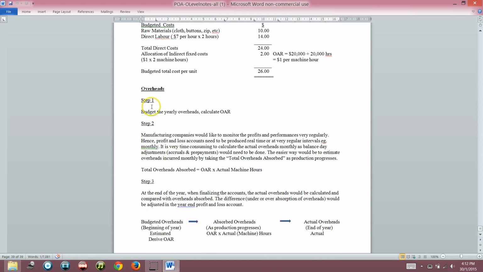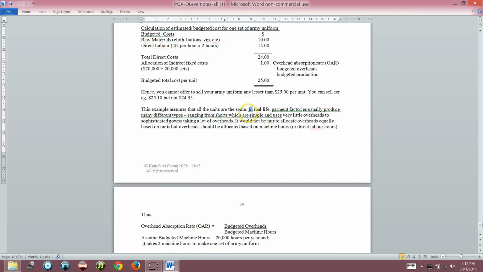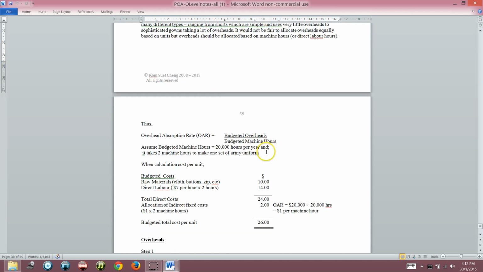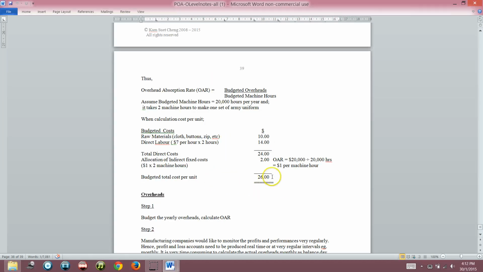Okay, so that means step one is what we are going to do before the start of the year, at the very beginning. It is to budget the yearly overheads and calculate the OAR. OAR means our overhead absorption rate, and then we will find out the budgeted total cost. So this is what we are going to do at the very beginning, before the start of the year.